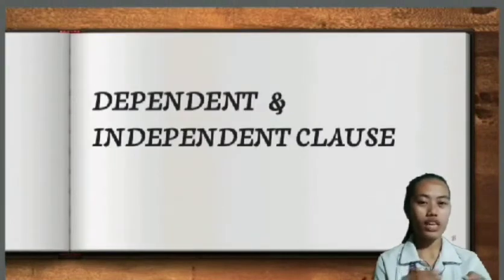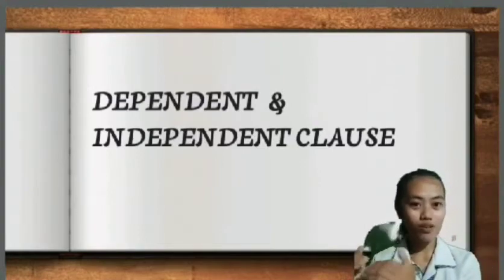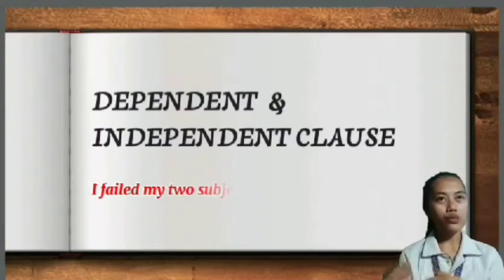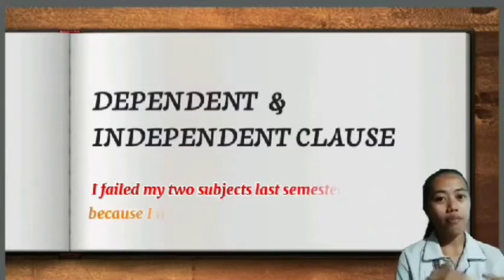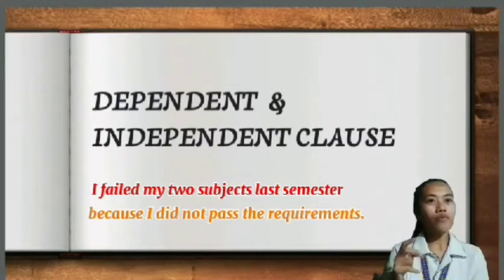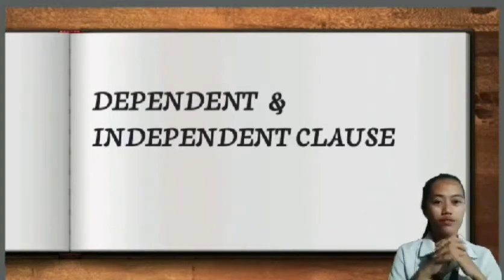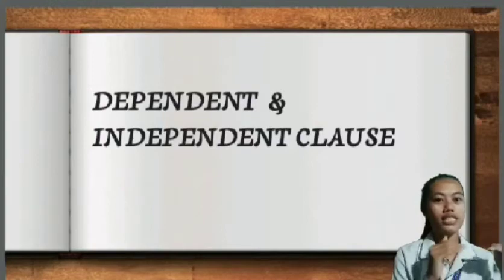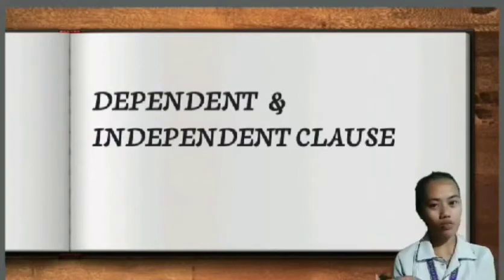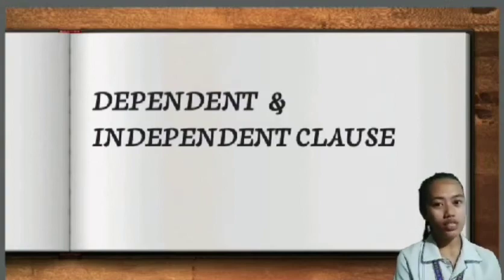If we attach our example of a dependent clause to our example of an independent clause, it will be formed this way. I failed my two subjects last semester because I did not pass the requirements. In this sentence, we now have one independent clause and one dependent clause. Therefore, a dependent clause can only have meaning if it is attached to an independent clause. Otherwise, it will not give us a complete thought.